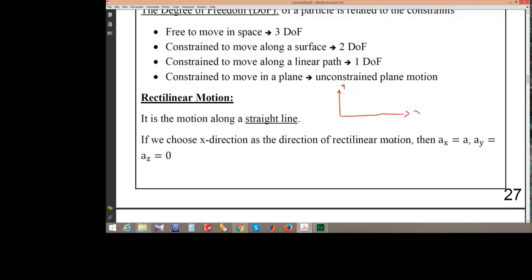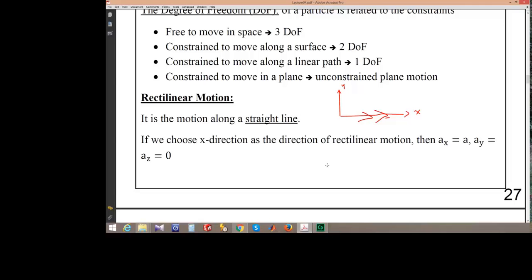Now let's say this is the x-axis direction. Then the motion happens along the x-axis, and therefore the acceleration will be along the x-axis. Ax will be a, and there will be no motion along the y-axis. So all this motion is along the x-axis in this direction, let's say. No motion is along the y-axis or z-axis. Therefore, the acceleration in those axes will be equal to 0. That means the motion along those axes are constrained. There should be a static equilibrium in that case.